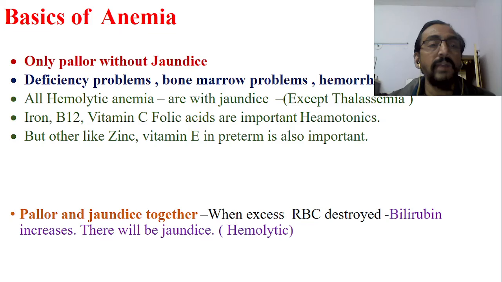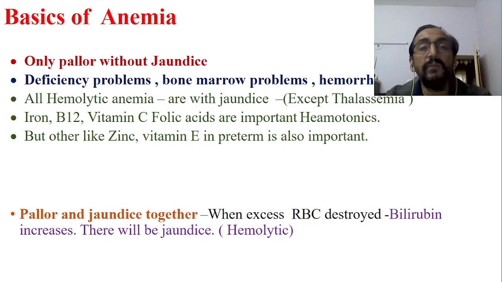Now let us look at pallor without jaundice. There is only pallor but no jaundice, and sometimes there is pallor and there is also jaundice. The two conditions differ. Only pallor without jaundice may be seen in deficiency problems like iron deficiency anemia, B12 deficiency, or vitamin C deficiency. It can also be seen in bone marrow problems and in hemorrhagic problems. In these three conditions, there is no jaundice.